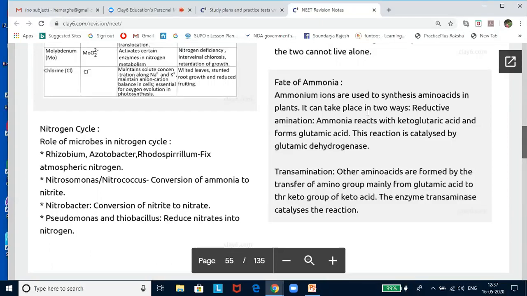In reductive amination, ammonia reacts with alpha-ketoglutaric acid and forms glutamic acid. Transamination involves transfer of an amino group to the keto group of a keto acid. Glutamic acid is the main amino acid from which the transfer of the amino group takes place, and other amino acids are formed through transamination. The enzyme transaminase catalyzes all such reactions.